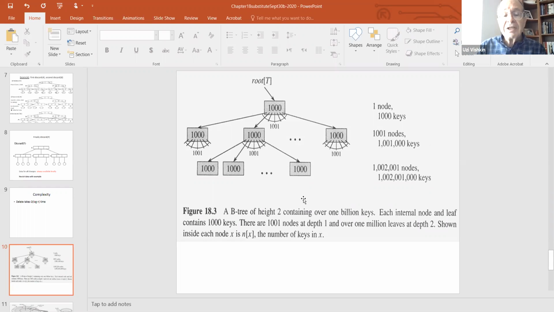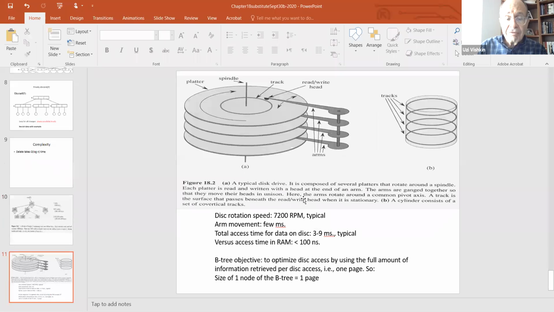So basically, the idea here, and since you are all in ECE, you are all very aware of the concept of a page in computer architecture. We can bring a whole page from memory for a price which is not much higher than bringing one item.